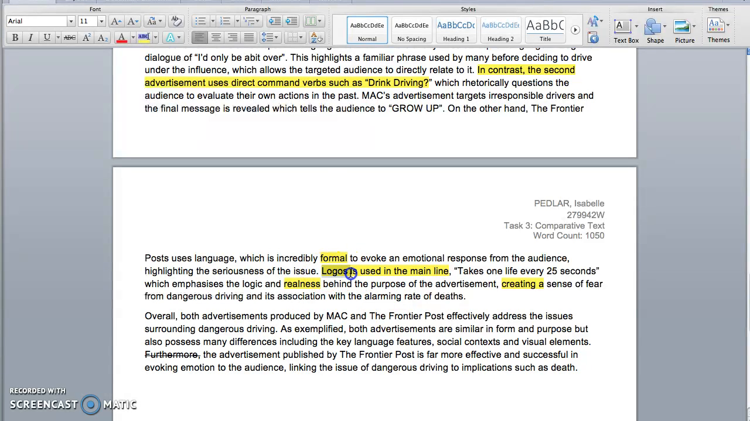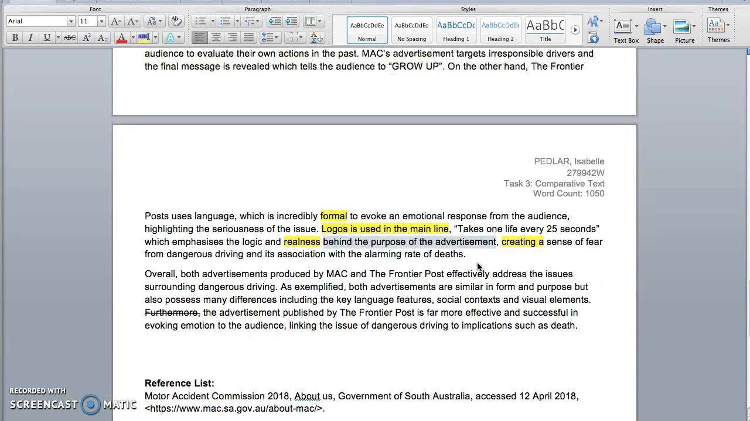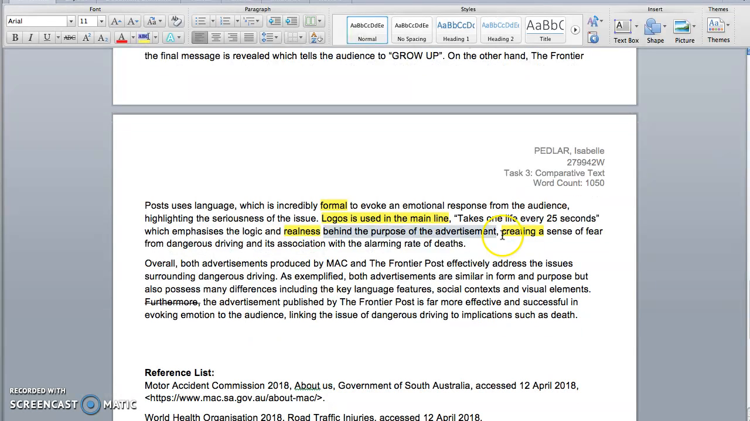Again, it is logos, but you say it's the rhetorical technique of statistics and evidence, and the reality behind the purpose of. So I think it's highlighting the danger of not driving safely. It's like you might as well pull a gun out of your handbag and shoot somebody in the head. So it's playing on the sense of fear.